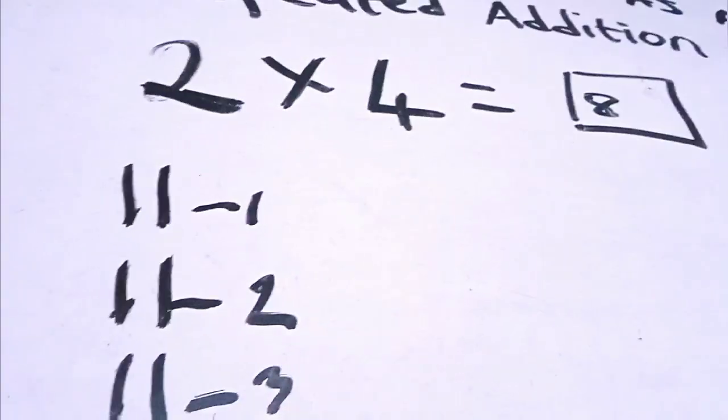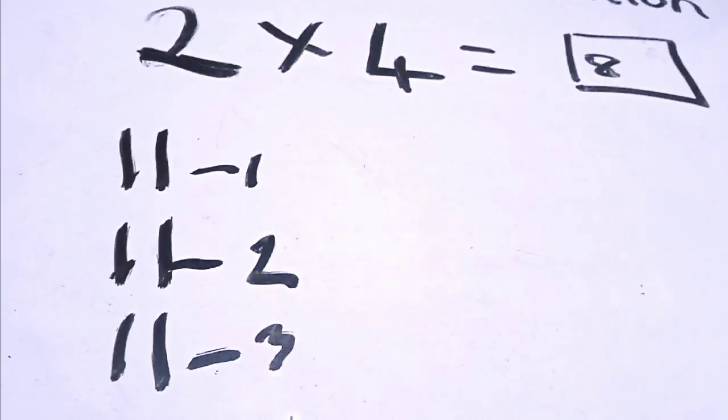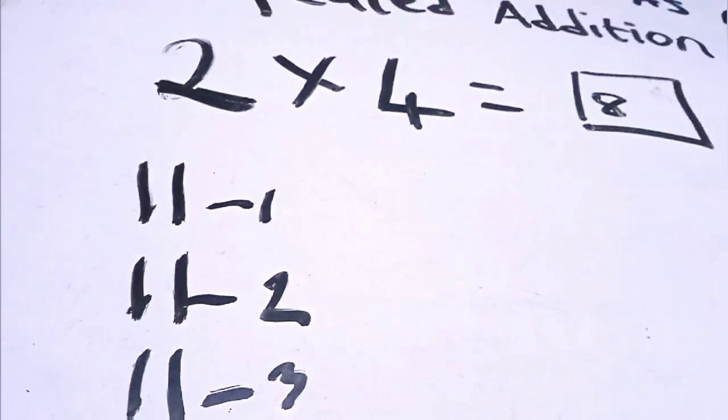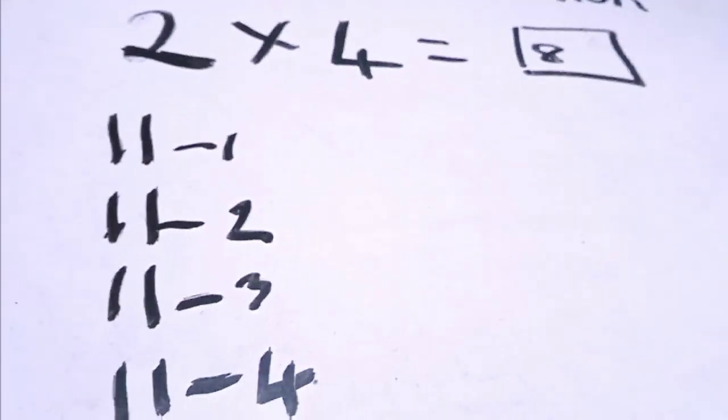It's easy to multiply numbers by adding that particular number repeatedly according to the number of times you are asked to multiply it. And that will give you the answer.